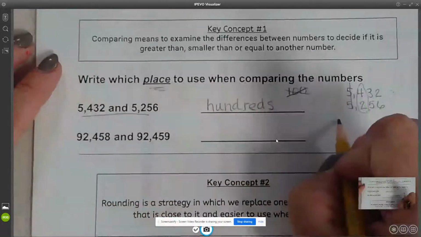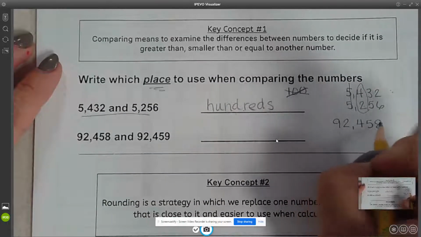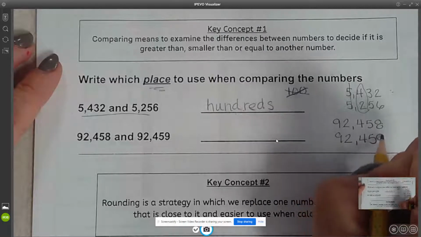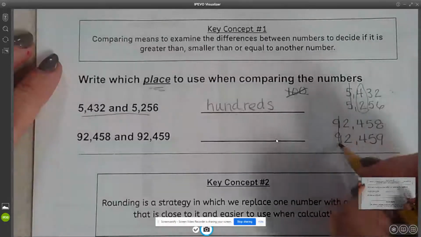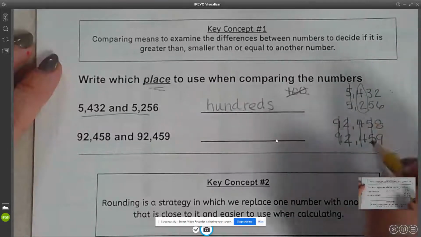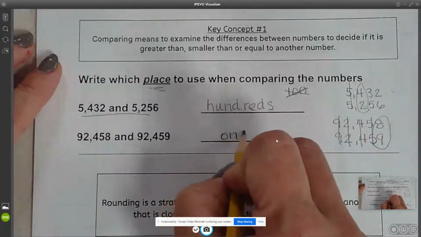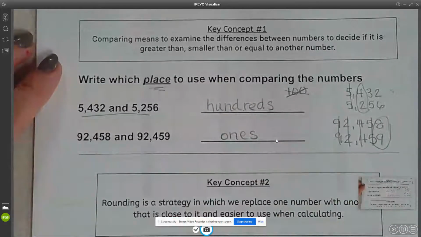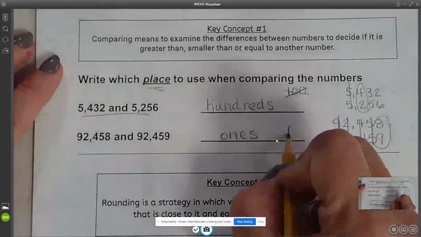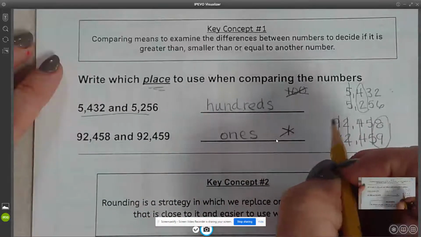Now, our next one, we have 92,458 and 92,459. I'm going to look at my 10,000s, nope. 1,000s, nope. Hundreds, nope. Tens, nope. And look at that. My ones place is the determining one that I can look at to tell if something's greater than, less than, or equal. And once again, that would be wrong. That's a value.